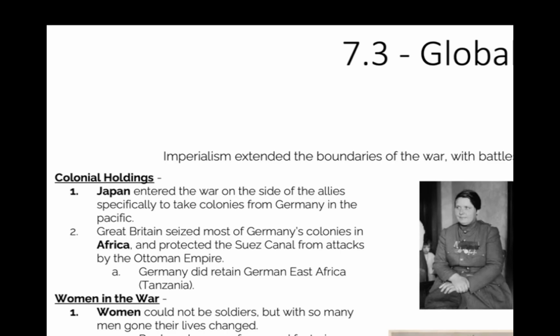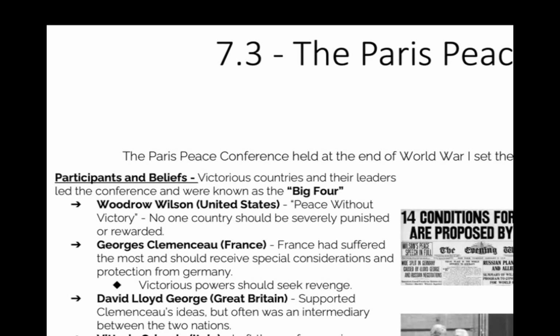Colonial troops. Pretty much all of your powers, England and France, are going to say, hey, if you come fight for us in Europe in World War I, we'll give you your independence. Why is that pretty shitty of them? Because they didn't do it. All these people are going to go to Europe and die in a trench, and they didn't give them their independence. Okay? All right.